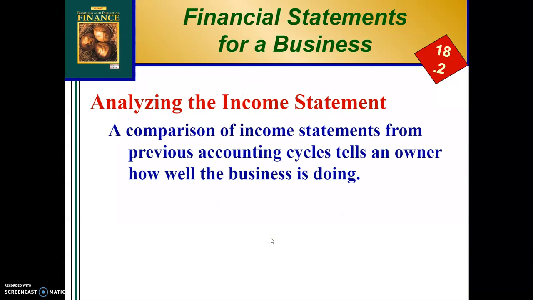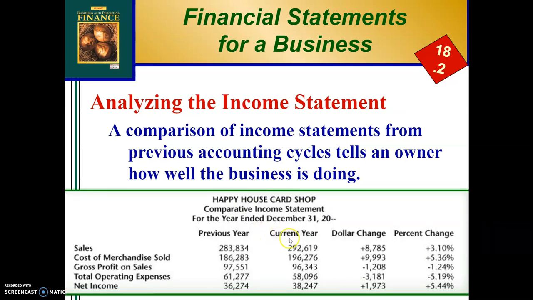So if we analyze the income statement, it's a comparison. We can also compare income statements from previous accounting cycles to give us a trend of how the business is doing. This is called horizontal analysis. If we take a look at the Happy House Card Shop, we can see that based off of the previous year, the current year, the dollar change, and the percent change, we have different changes here, and we can see our sales are up 3%. That is good.